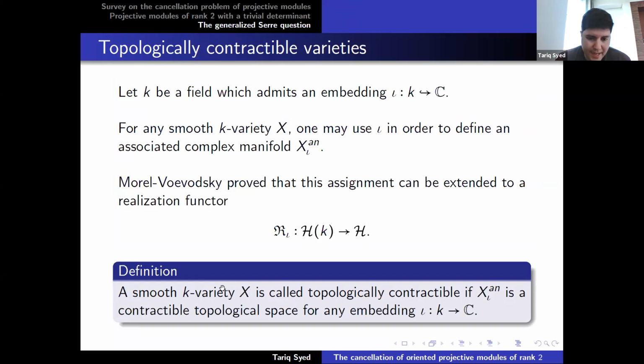And a smooth K-variety is called topologically contractible if this associated complex manifold is a contractible topological space for any such embedding from K to the complex numbers. Okay, so that's the notion of a topologically contractible K-variety.